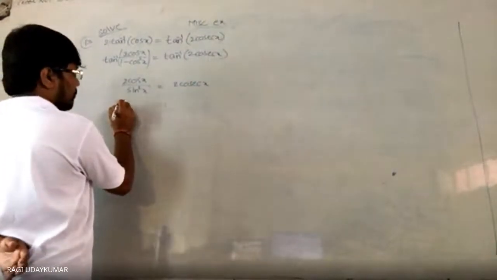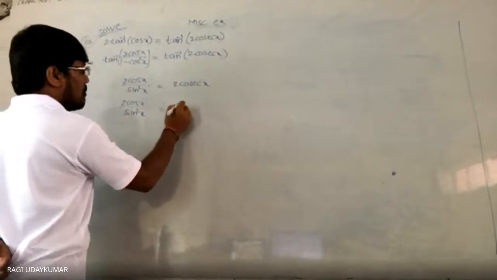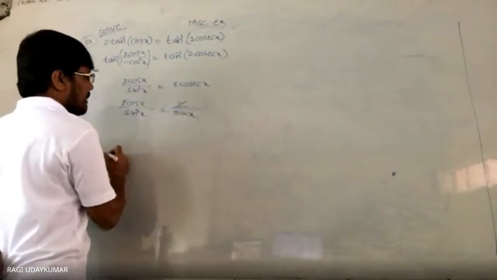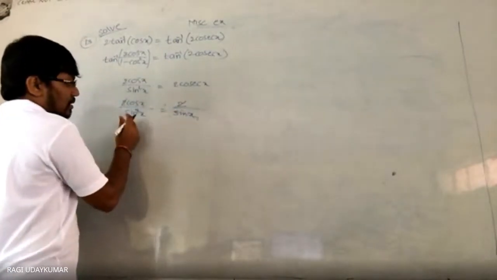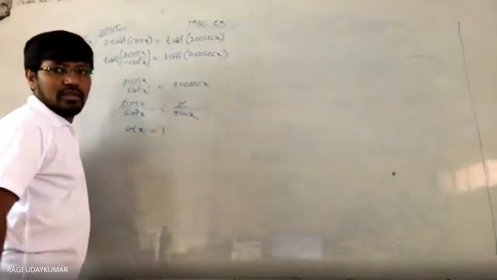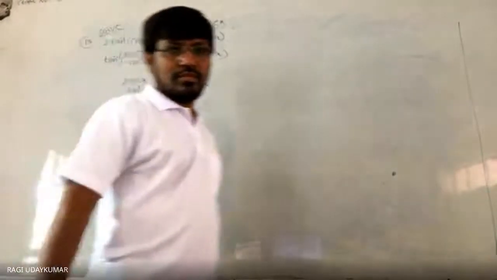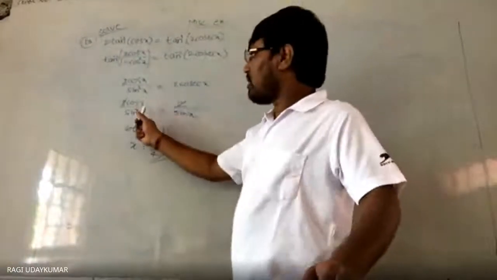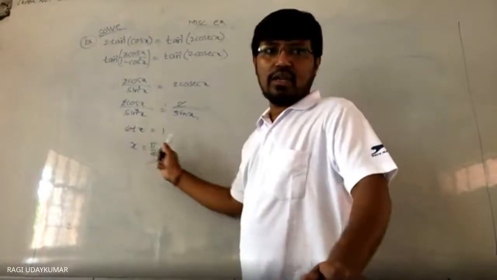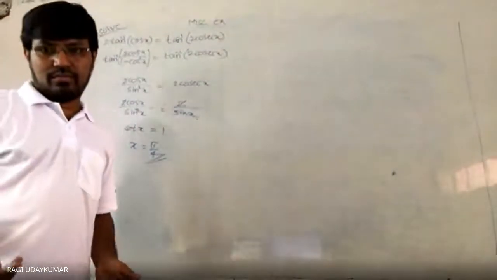So what do you get here? 2 cos x by sin square x is equal to 2 by sin x. 2 will get cancelled, sin square and sin will get cancelled. So what do you get here? This will become cos x by sin x, cot x is equal to 1. So therefore x is equal to pi by 4. Cos x by sin x is nothing but cot x. Cot x equal to 1 is nothing but x equal to pi by 4.